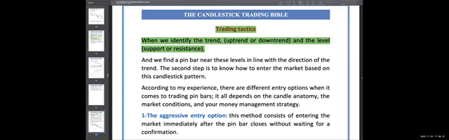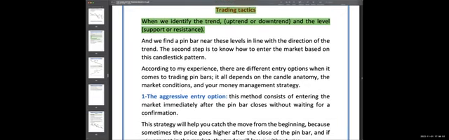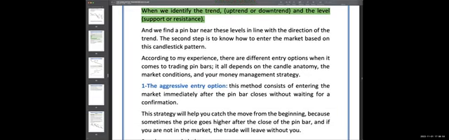The second step is to know how to enter the market based on this candlestick. So you don't just enter because you've seen a pin bar. It will be explained in the few notes below. According to my experience, there are different entry points when it comes to trading pin bars. It all depends on the candle anatomy, the market conditions, and your money management strategy. The aggressive entry option: this method consists of entering the market immediately after the pin bar closes without waiting for confirmation.